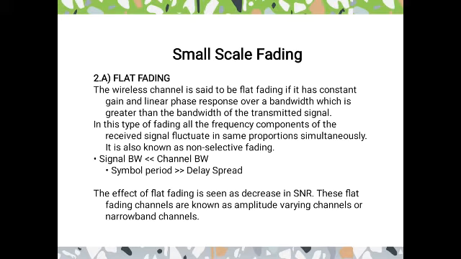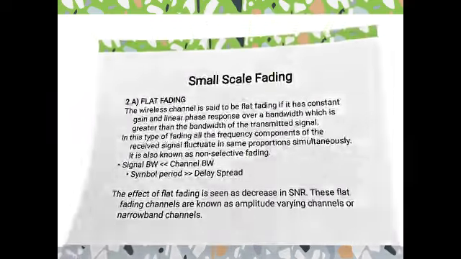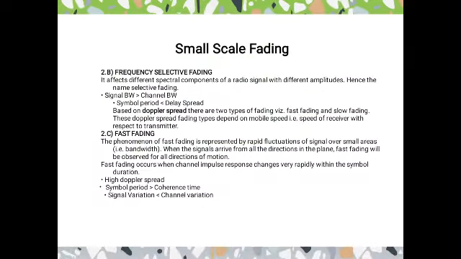Similarly, symbol period is greater than the delay spread. The effect of flat fading is seen as a decrease in the SNR. These flat fading channels are known as amplitude varying channels or narrowband channels. Next, frequency selective fading. It affects different spectral components of a radio signal with different amplitudes, hence the name selective fading. Signal bandwidth is greater than the channel bandwidth, or symbol period is less than the delay spread.